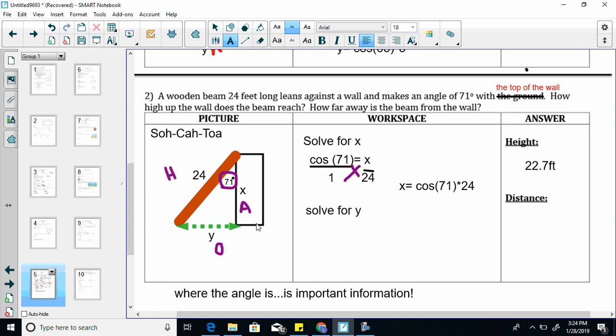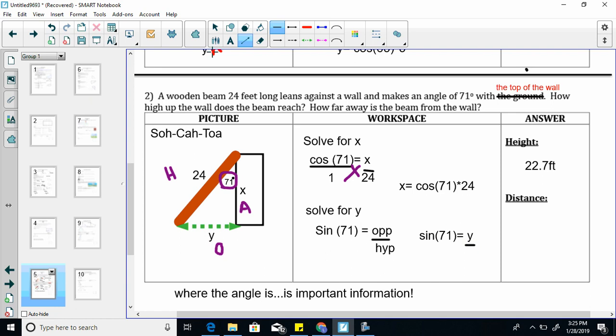For Y, I'm looking for my opposite side. I'm given my hypotenuse, so I'm going to be dealing with sine. Sine of 71. I know that's going to be my opposite over my hypotenuse. So maybe you need to write that out still in order for you to kind of remember that. Opposite over hypotenuse, okay, and then plug in the information. So I'm going to take sine of 71 equals, well, what is my opposite side? It's Y. And I'm going to put that over my hypotenuse, over 24, okay.